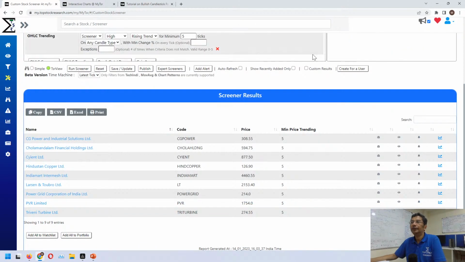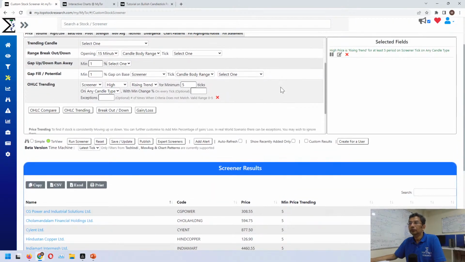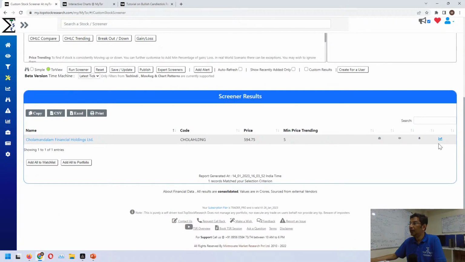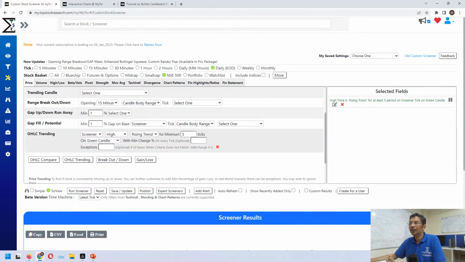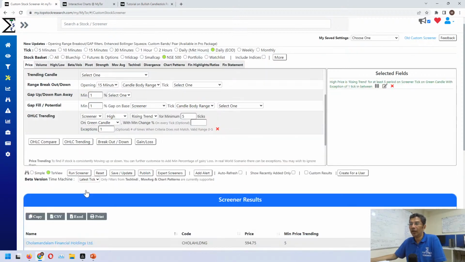Fine tuning it, you can choose only green candles, right? Go ahead, do it. You'll find only one stock which is having green candle. Want to add an exception? 1 or 2 exceptions are fine. So just add an exception of, let's say, 1 candle, or you can add more exceptions, right?